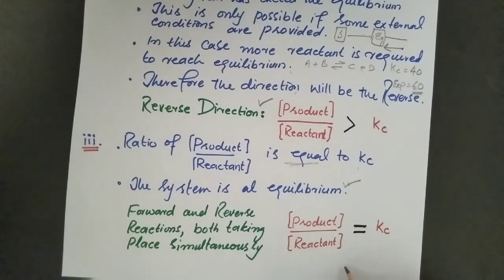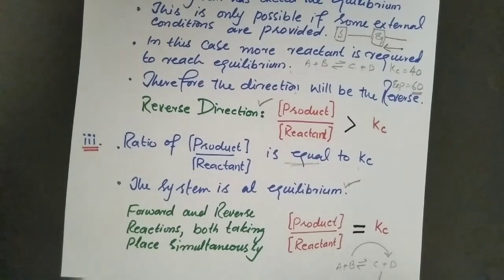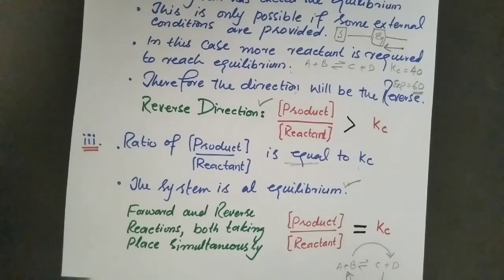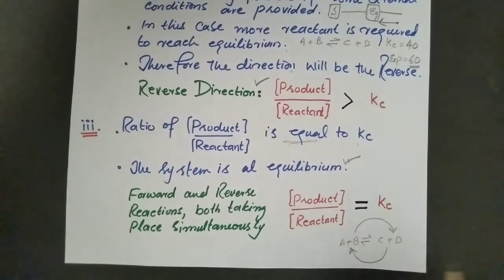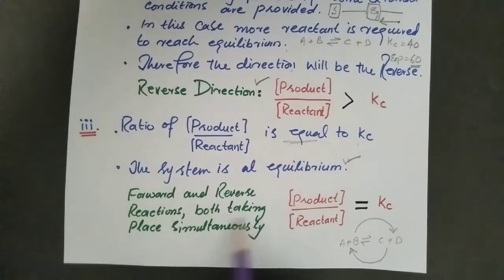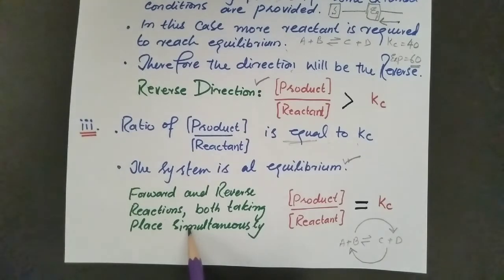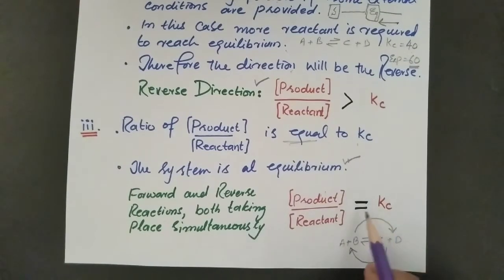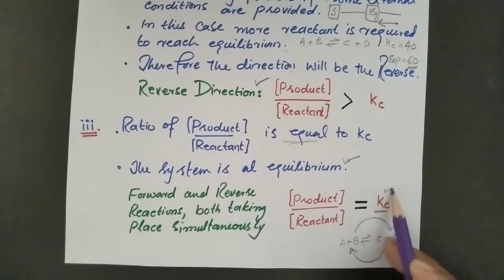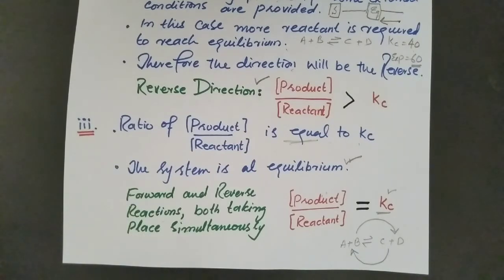That is, equally for A plus B and C plus D, the concentration that is converting into product, the similar concentration is again recombining to form the reactant. So forward and reverse reactions are both taking place simultaneously when the ratio of the experimental value, that is product over reactant, is equal to the Kc. When this value is equal to the Kc, it means that the reaction has established the equilibrium.